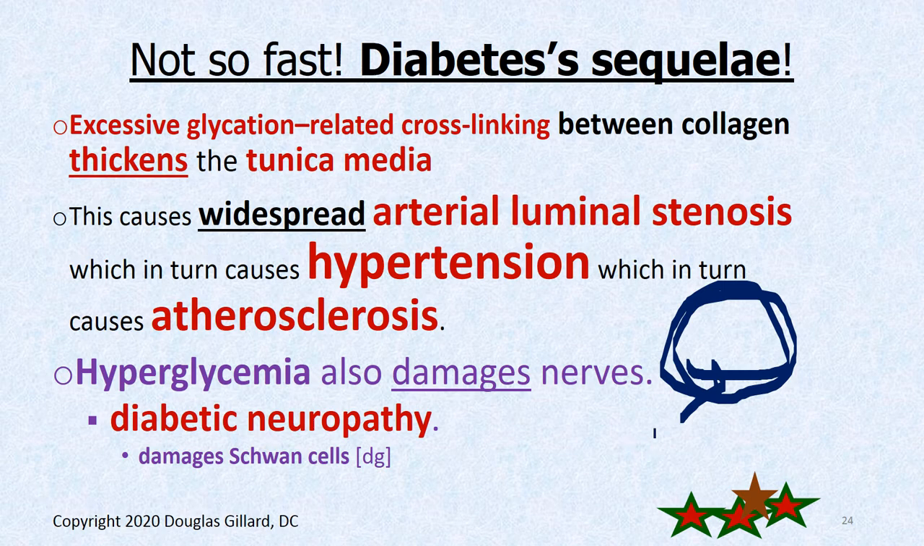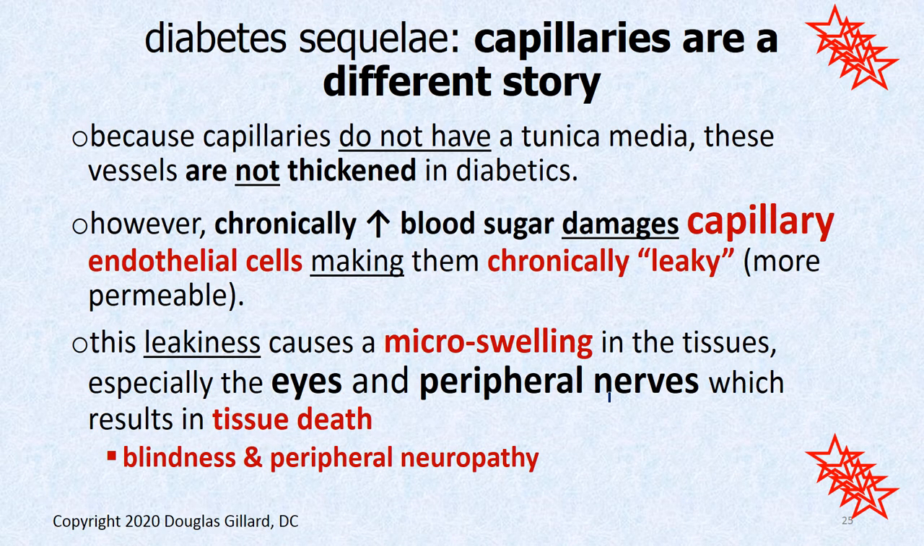The hyperglycemia can also damage nerves and cause pain. You can get a diabetic neuropathy, which is very painful in some patients. It damages the Schwann cells. More sequelae of diabetes. Capillaries are a different story. There's no tunica media in capillaries, so it's not going to thicken. But what it does do, it causes the capillaries to shrink and pull together.